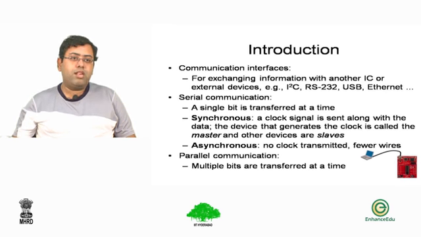Serial communication is again divisible into two broad categories: the synchronous communication, in which the transmitter and receiver operate on a common clock signal. On the other hand, in case of asynchronous communication, no clock is transmitted. So in that case, the transmitter and receiver can have their own clock, and they most commonly do not talk to each other about the clock signal.